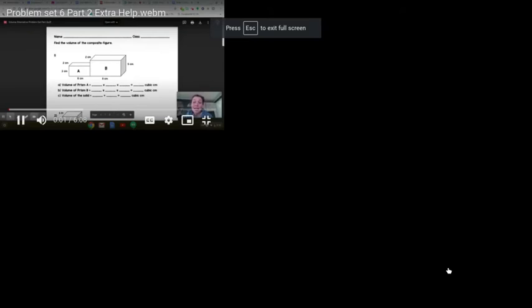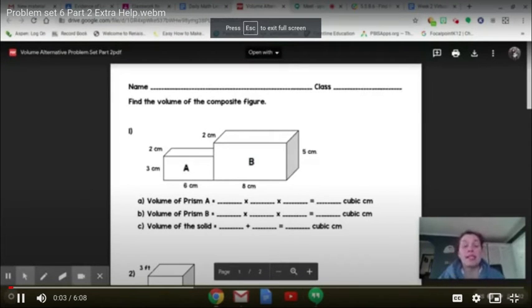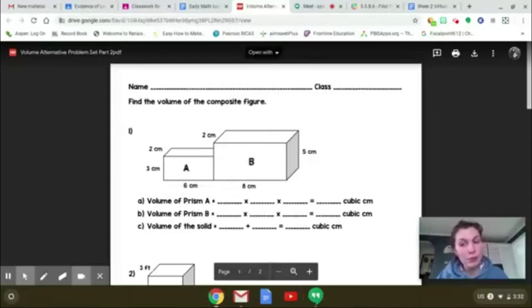Hi, fifth graders. Today we're going to be working on Module 6, and we're doing a second day of it because we found that it was a little tricky for everybody. So we're going to be doing an alternative problem set.